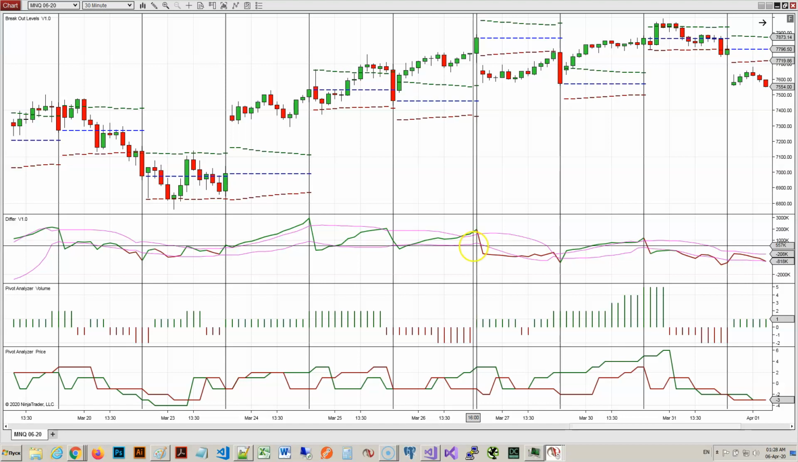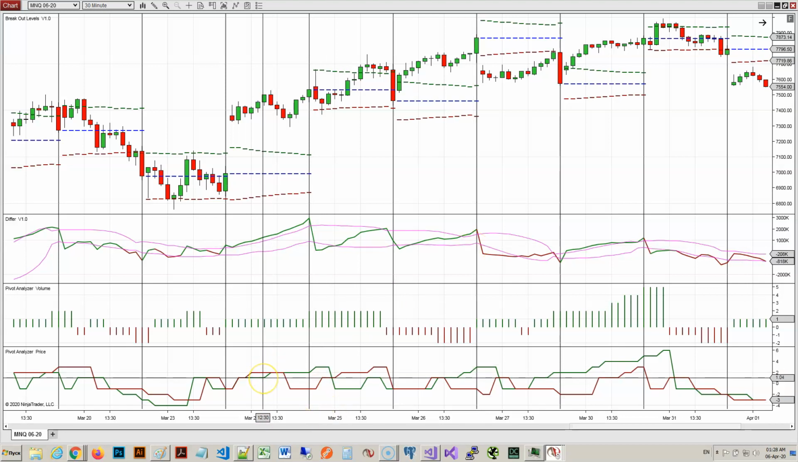It's just a pretty cool analysis tool, and you can plug it into any indicator, and you can plug it into price as well, and use it quite widely to help you out with your trading.